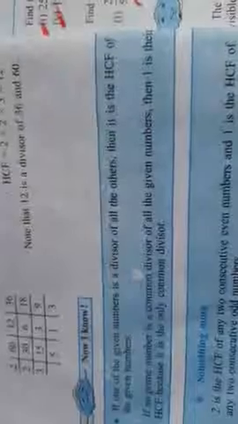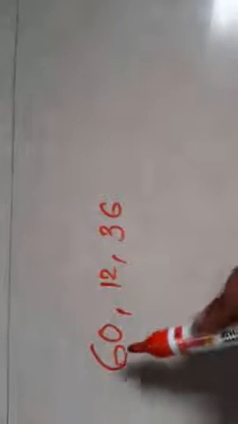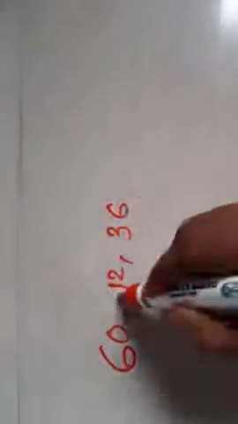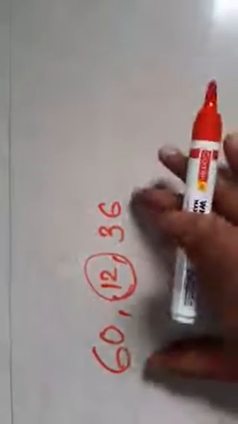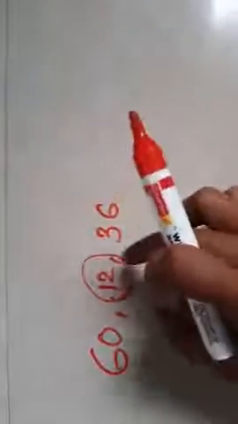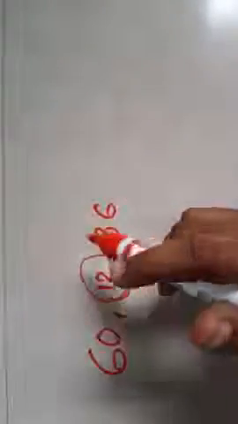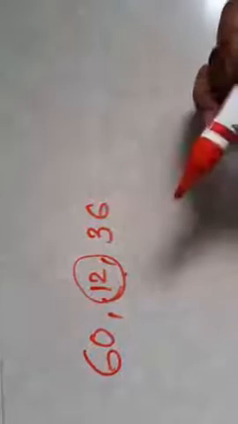After this, we will see what is in the Now I Know section. First is, if one of the given numbers is a divisor of all the others, then it is the HCF of the given numbers. For example, see these three numbers: 60, 12 and 36. Out of these three numbers, 12 is a divisor of both the others. Means these two numbers come in 12's table, or we can say these two numbers are completely divisible by 12. So directly by seeing, you can tell that 12 is the HCF of all three numbers.